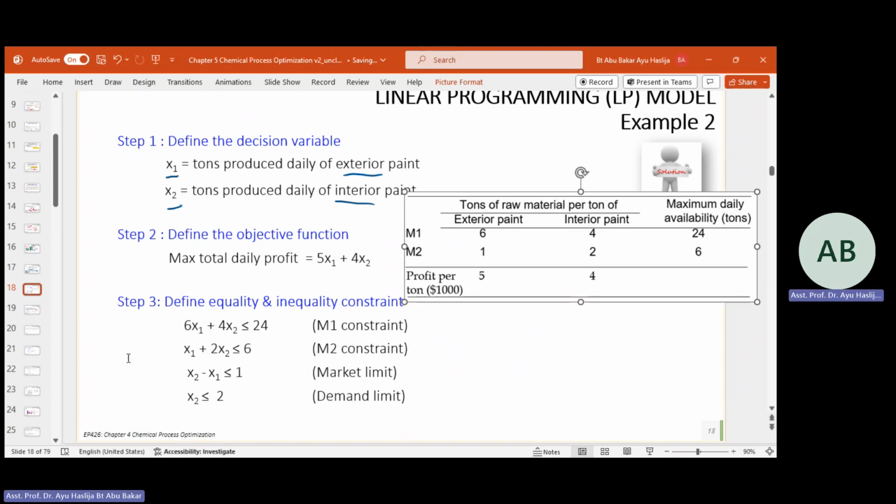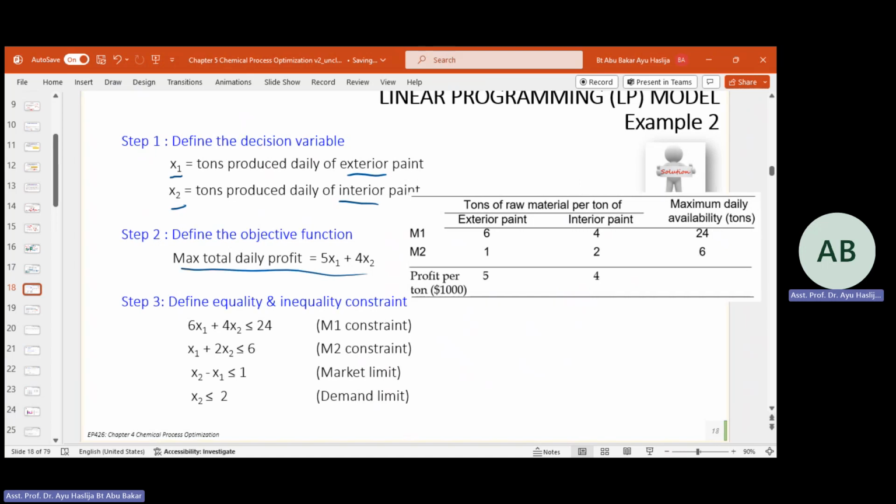Okay, objective function. Because our aim is to maximize the profit. So that's how this figure comes in. 5, the profit for exterior. 4, profit for interior. So we look at the profit. There are many numbers over here. You should know which numbers to take in for the objective function.